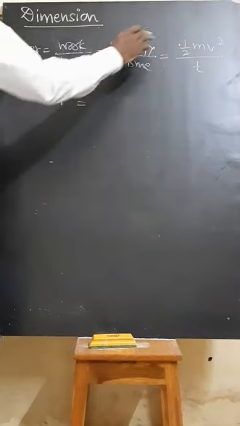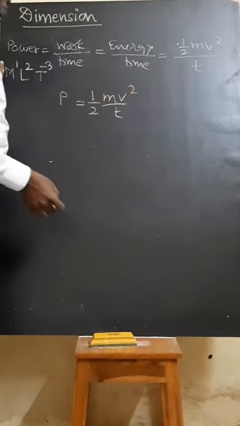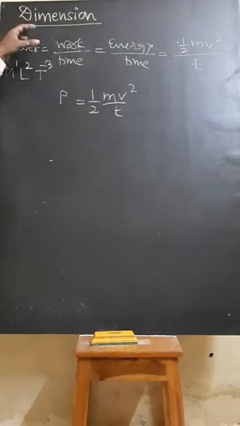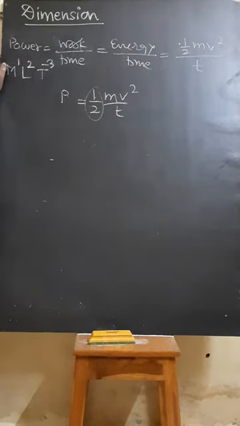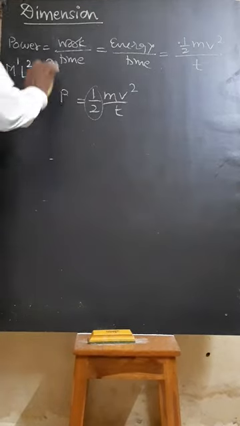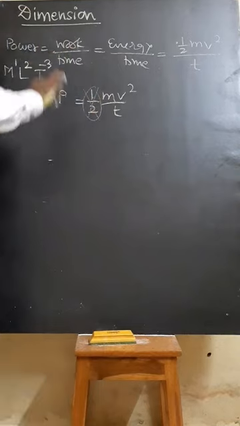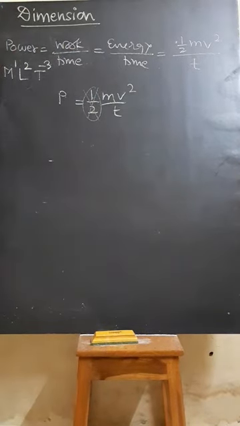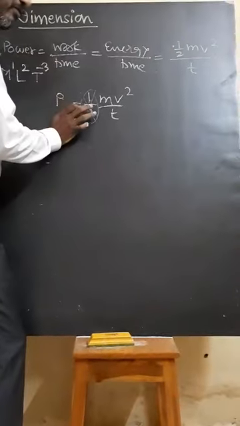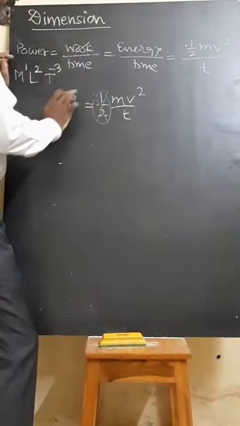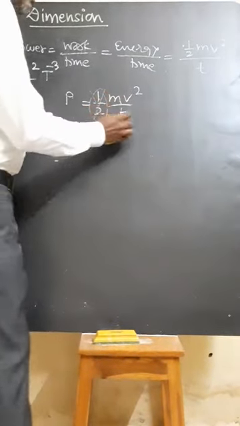So power becomes half m v square upon t. Remember that dimensions are only for physical quantities. 1 by 2 is not a physical quantity, it's a pure number. So when you calculate the dimensions, we never write the dimensions of any number or constant. So for power, 1 by 2 is right for the formula, but when you calculate the dimensions, we require only m v square by t.